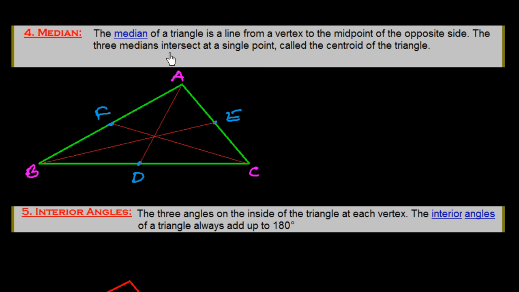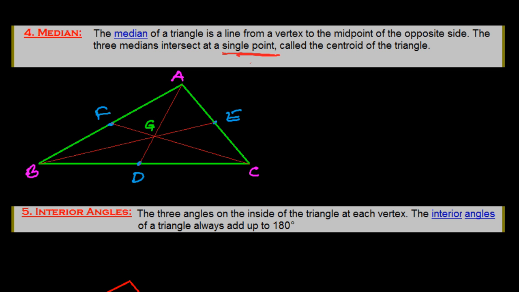The medians meet at a single point. So here you see that they intersect at a single point. This single point is called the centroid, or we could denote it by any letter. Because A, B, C we have already taken, we could denote this by G. So G is the letter we are denoting for the centroid. So this is the G point, and these are the medians.